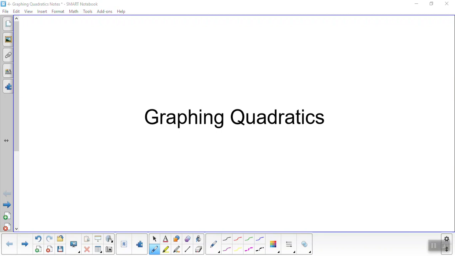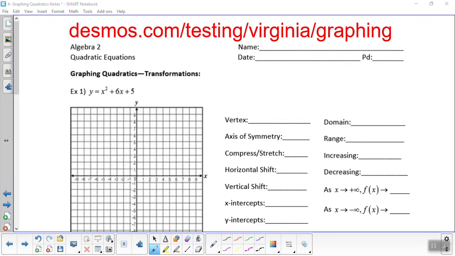Graphing quadratics with Algebra 2. So when we go to graph these, we're going to use Desmos. So if you don't have that set up, make sure you pause the video so you can set Desmos up. We are going to be using a specific Virginia Desmos that you will be allowed to use on the SOL, and this is the only Desmos you will be allowed to use on the SOL. So make sure we're going to the correct one.